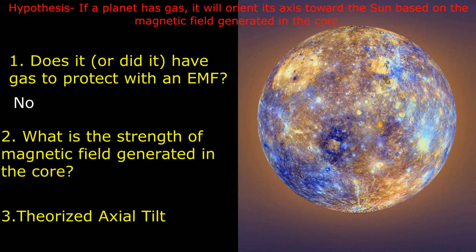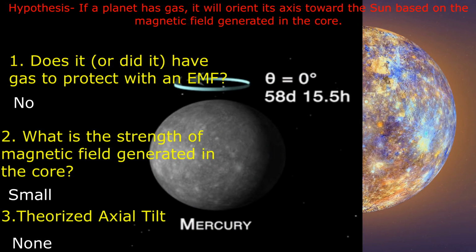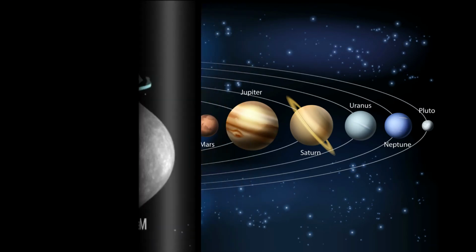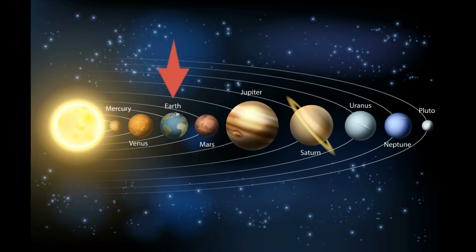So, does it have or did it have gas? No. What is the strength of the magnetic field generated in the core? Well, the core is small, but it doesn't matter because, again, it doesn't have gas to protect. And finally, that means the axial tilt? Well, it should be basically none. Because there's no gas to protect, it doesn't need to maximize its magnetic field. So let's see, and ding, there you go. No axial tilt at all. Good start so far.